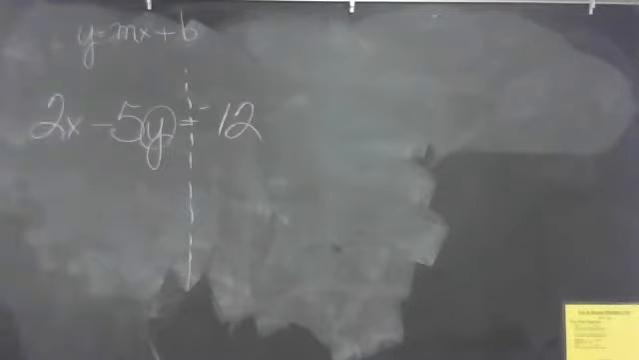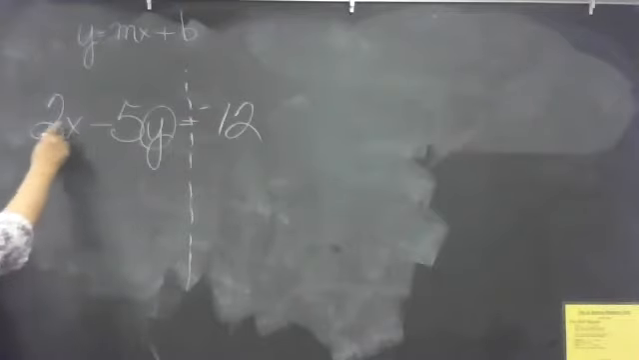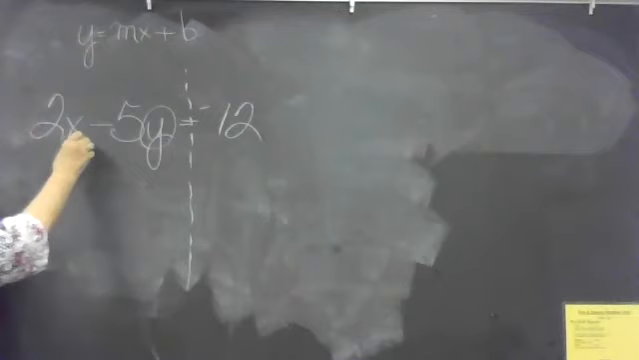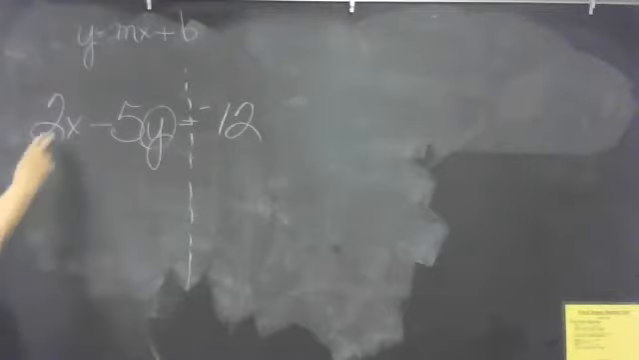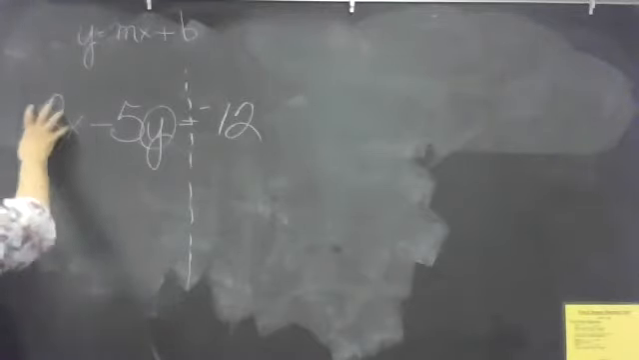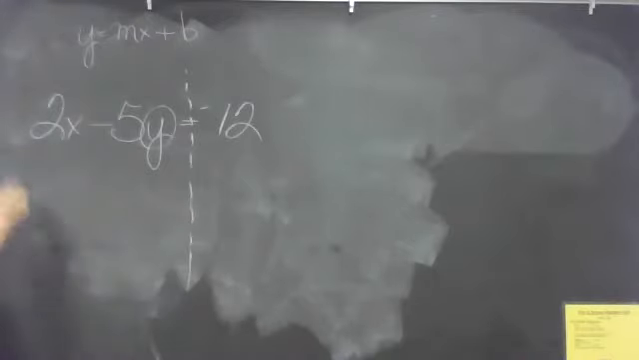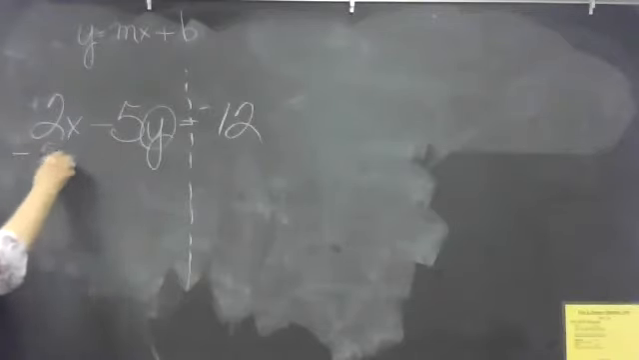Now, usually when you see best friends together, you know to divide. But if you divide here, that means it'll leave the x here. And I don't want the x left here. I don't want to split this up. I want the whole thing gone. So in this case, it's a positive 2x. And in order to get rid of that positive 2x, I need to subtract.